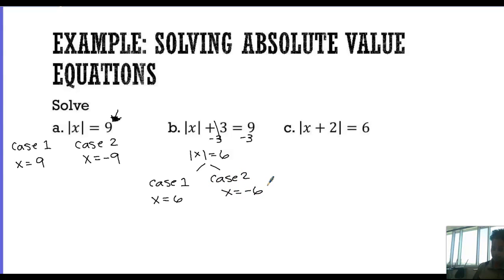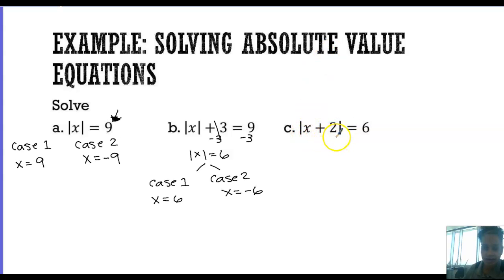If you want to plug it in and check, you can. The absolute value of 6 is 6 plus 3 is 9. The absolute value of -6 is 6 plus 3 is 9. So if you want to check if your answer is right, just plug it in. So let's look at letter C. On this one, the absolute value is already isolated, so let's see how that works out.